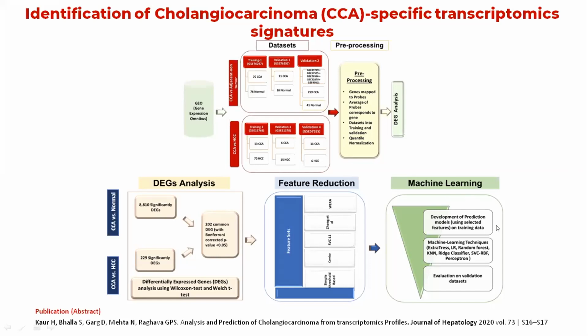Here we applied different machine learning algorithms to develop prediction models on a training data set, like extra trees, logistic regression, random forest, KNN, ridge classifier, perceptron, etc. Then the performance of these multiple genes was evaluated on validation and external validation cohorts. We found a 3-gene set, LAMP2, ITGA2, and C2, that can classify CCA samples from the normal and HCC samples with an accuracy of more than 90%.